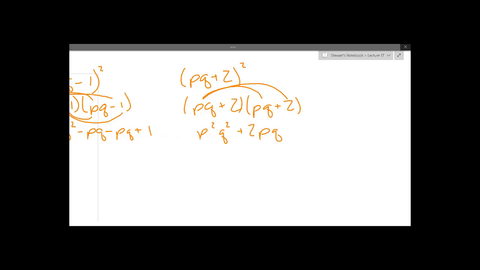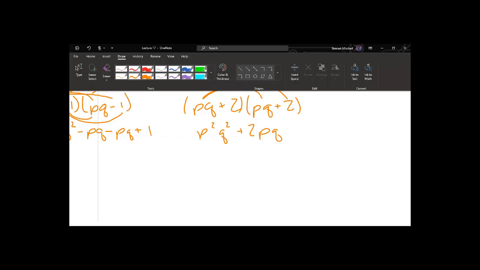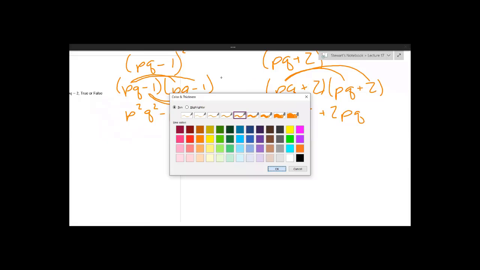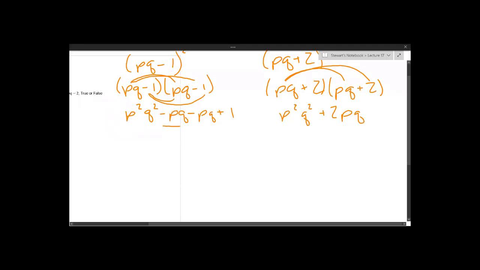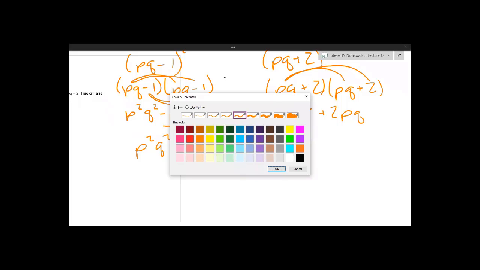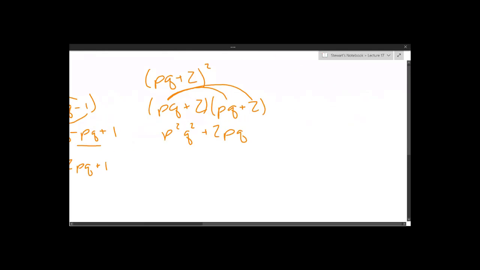Oh, hold on, I'm sorry. Just want to check something. Oh, and I'm sorry, slight segue because I missed a step. Very last thing we have to do is combine like terms. So we're going to end up with p squared q squared minus 2pq plus 1. My apologies for that. That was a slight oversight on my end. Okay, back to the problem at hand.